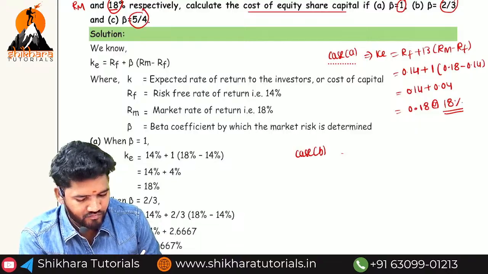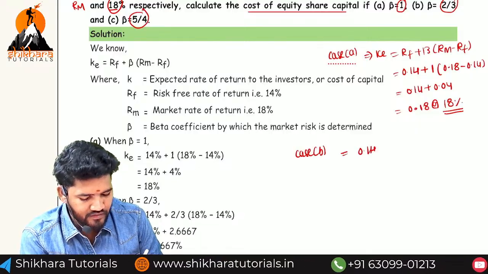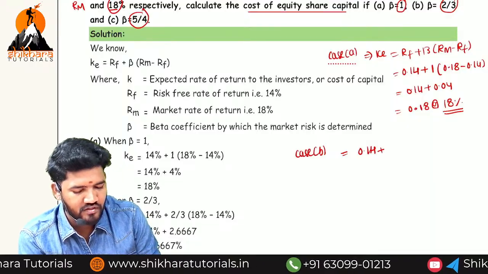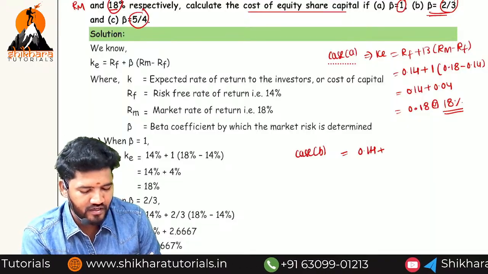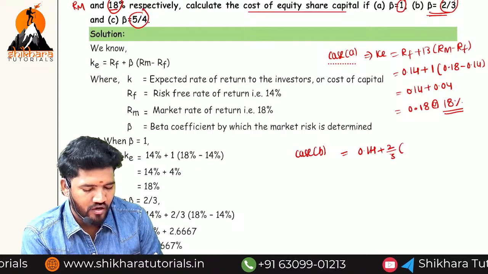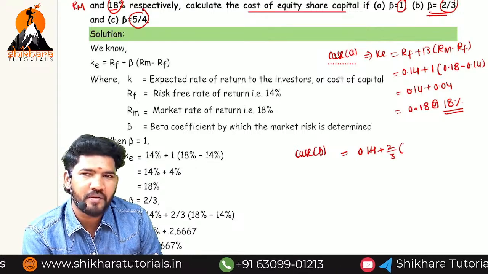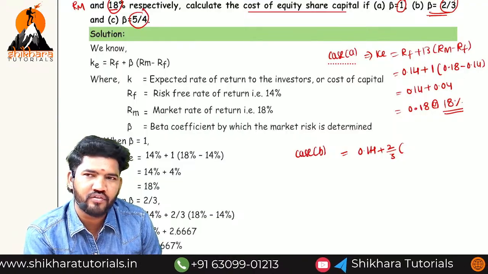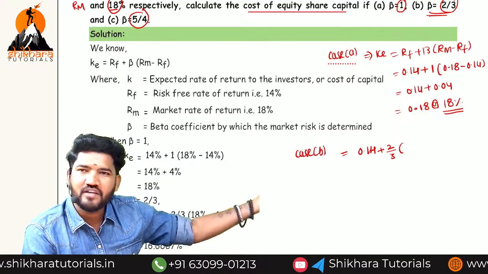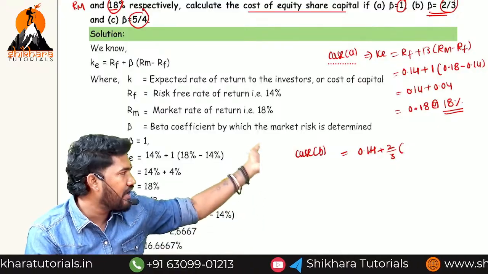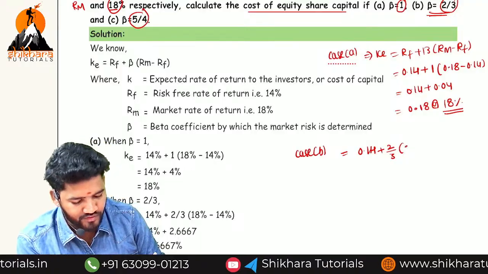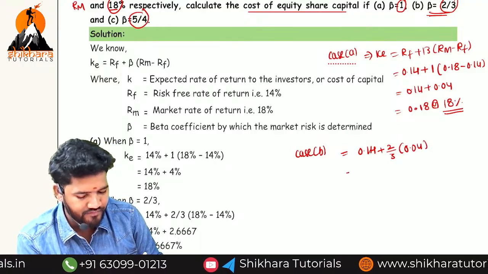Case B. RF does not change. What changes? Beta only changes. What is the beta? 2/3. Can I name it? It's called risk premium, 0.04. Risk premium 0.04. Yes or no? Why? Because RM minus RF is nothing but the risk premium. I know the RM value and the RF value. The gap is nothing but 4%. 0.04. Answer.